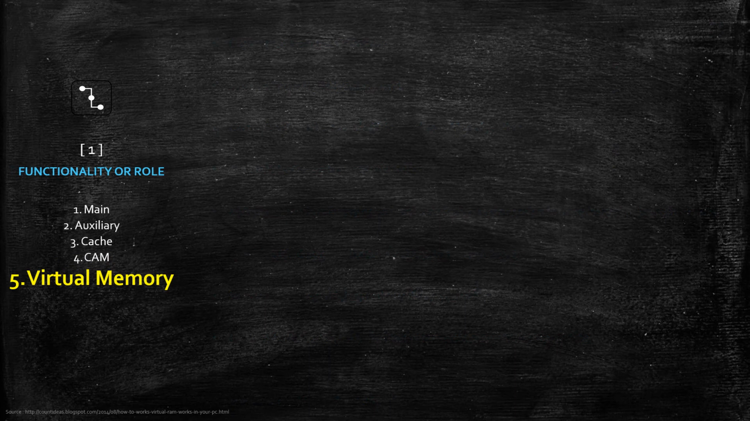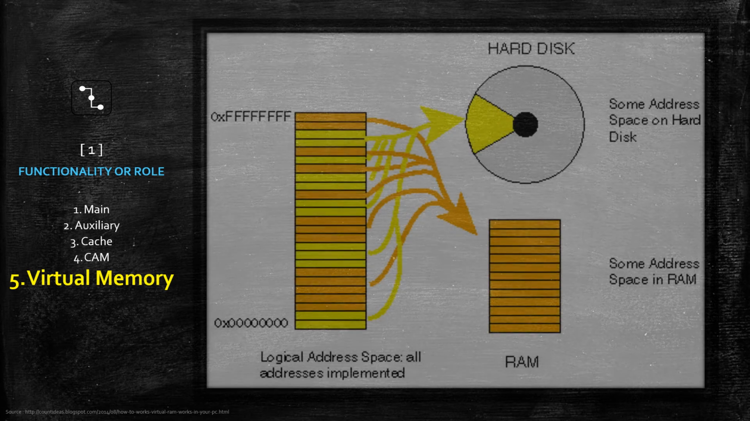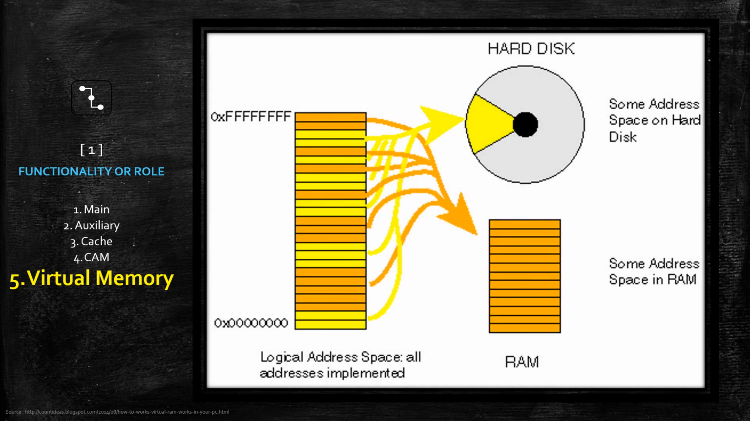Okay, so the final memory type is the virtual memory. Let's understand what virtual memory is. First, virtual memory is not any silicon chip or device or physical thing which you can touch. It is a pure technique, an operating system's idea. It's a storage allocation scheme in which secondary memory is addressed as a part of the main memory.